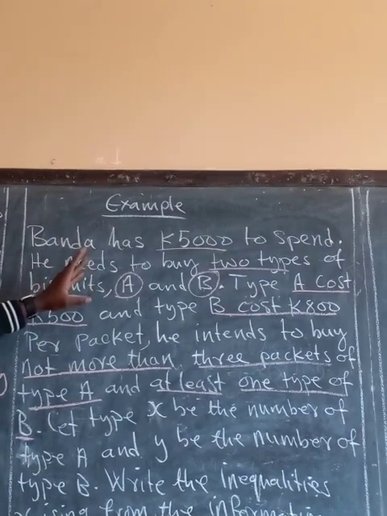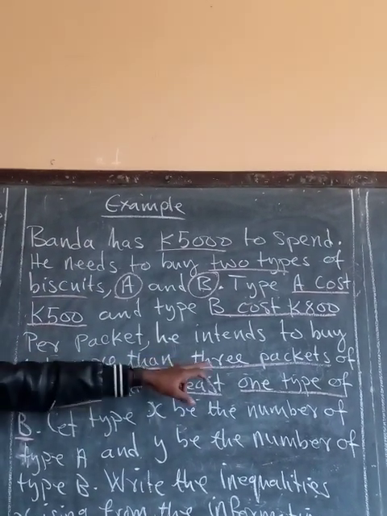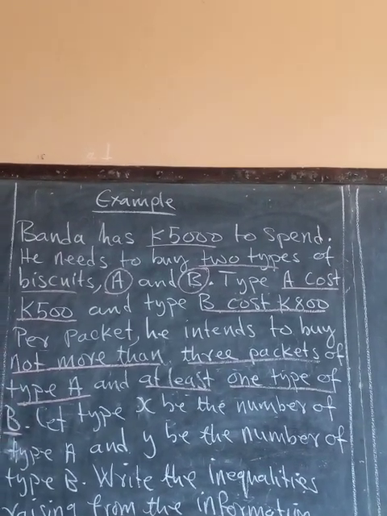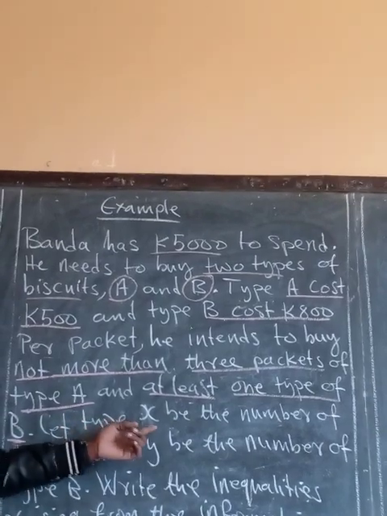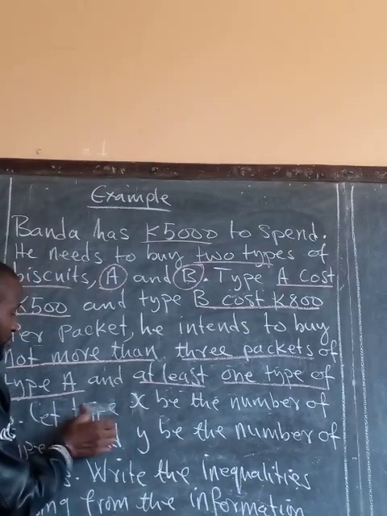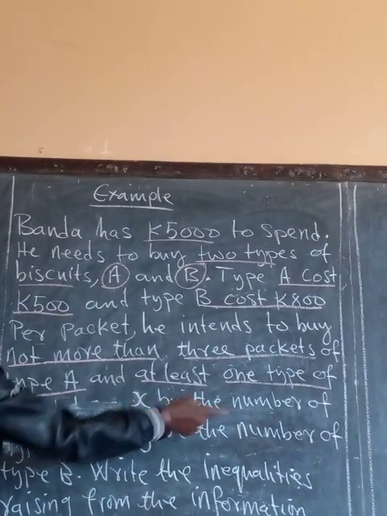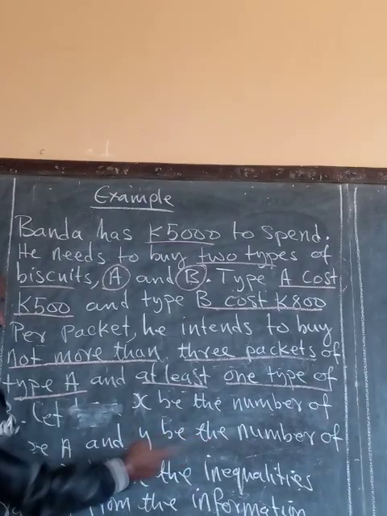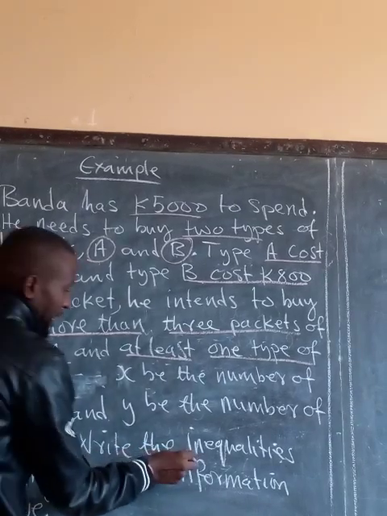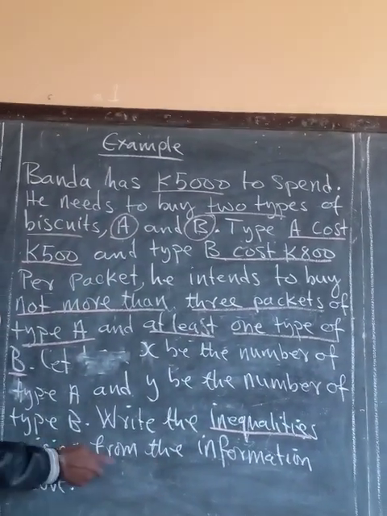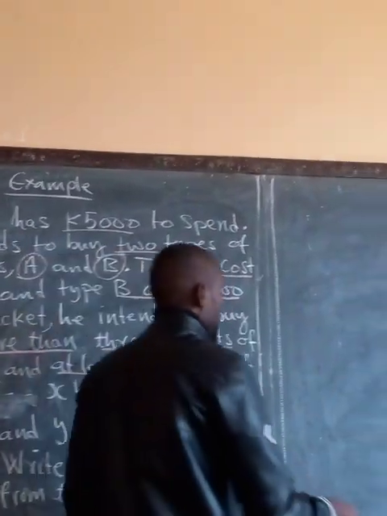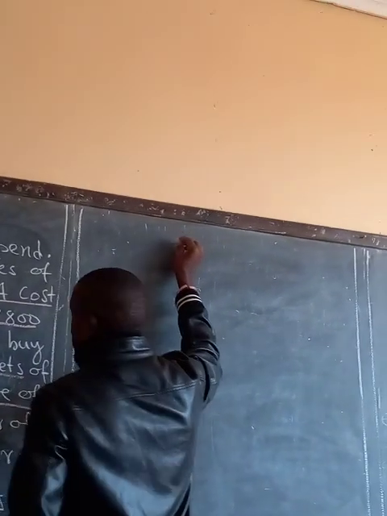So already we have identified "not more than" and "at least" in this kind of question, so we can formulate the inequality. They are saying let X be the number of type A and Y be the number of type B. Write the inequalities arising from the information above. So how do we write the inequalities? Let's see the solution.